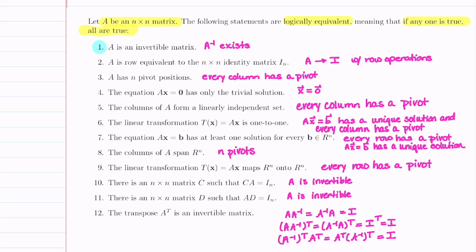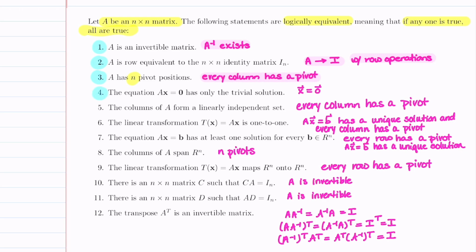The first statement in the theorem says that A is an invertible matrix. This just means that A inverse exists. The second statement says that A is row equivalent to the n by n identity matrix. This means that A can be reduced to I by performing row operations. The third statement says that A has n pivot positions. This is the same thing as saying that every column has a pivot.